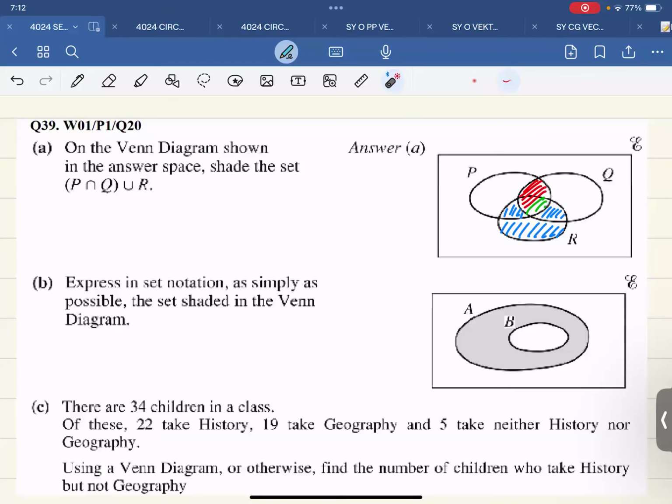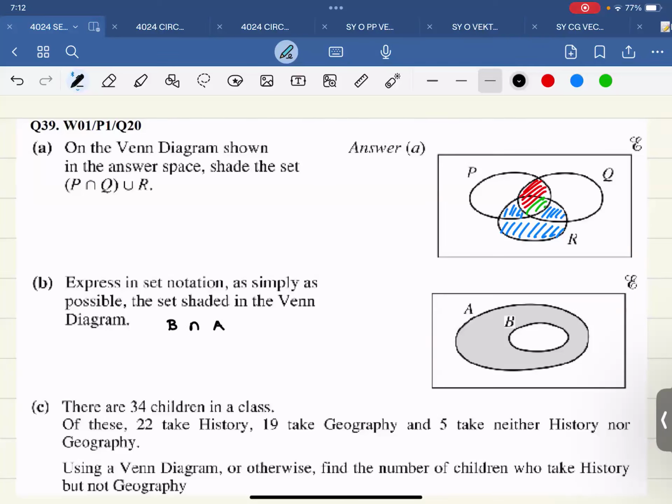Now, what about part B? Part B says express in set notation as simply as possible the set shaded in the Venn diagram. Now, this is outside of B, but outside of B could be this as well as this. Makes sense? But we are only shading this part. That means this seems like B intersection A complement.